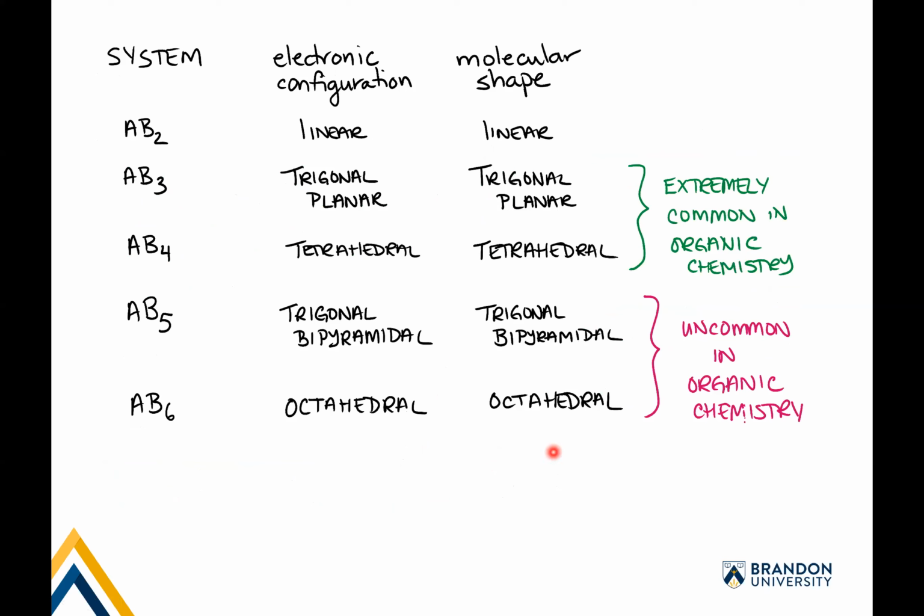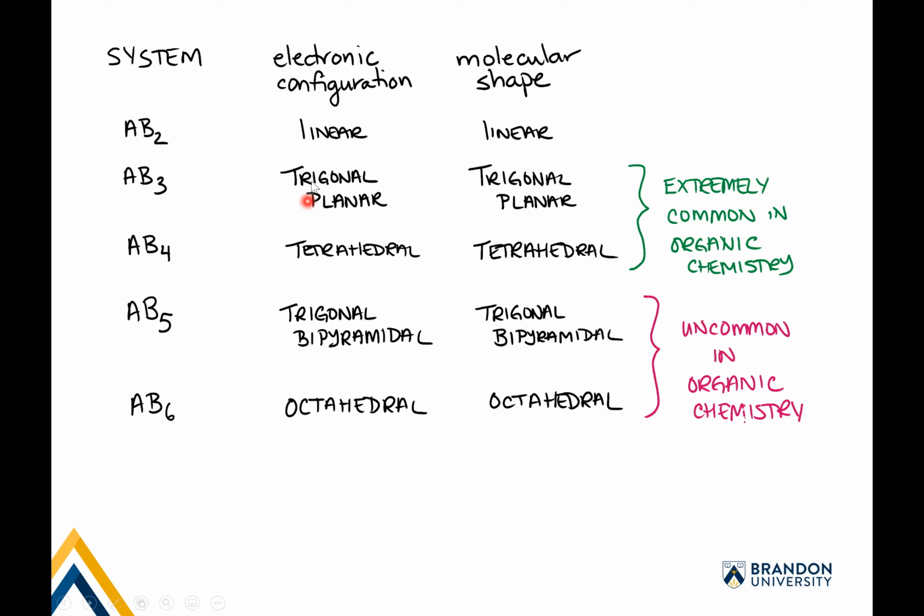So just as a really simple table here: AB2, AB3, AB4, AB5, AB6. The good news for the class is that we're dealing with carbon, we're dealing with oxygen, we're dealing with nitrogen, all second row atoms. AB5, AB6, we're talking here expanded octets. So these ones are not particularly common in organic chemistry. What we're dealing with is up at the top. So the electronic configuration around that atom can be tetrahedral. And because there's no electron lone pairs here, that means that the molecular configuration is tetrahedral.